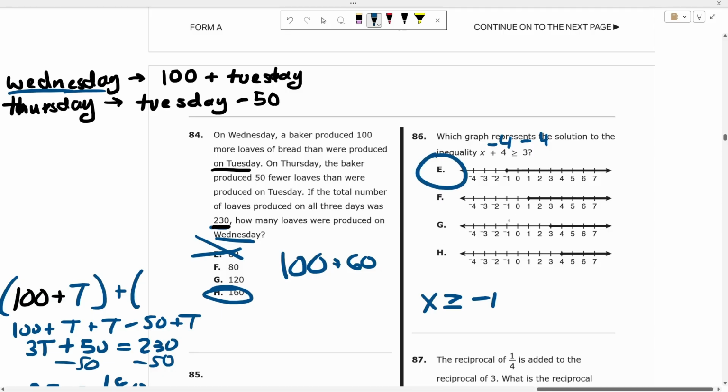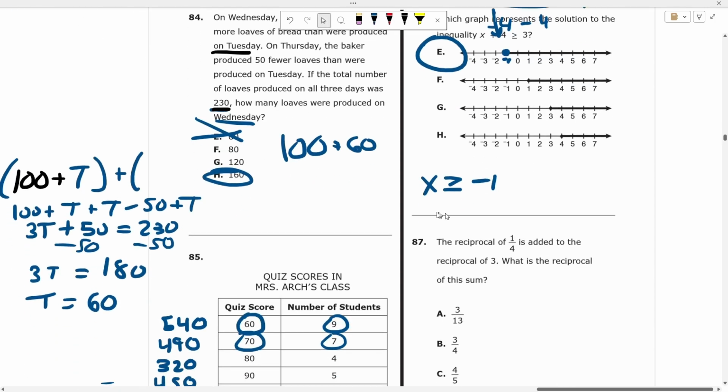The only choice that explains that is choice E. So 86 has to be E. X is greater than or equal to negative 1. The shaded part of this number line means that x can be along this. So notice how every single number along here is either negative 1 or something that's bigger than negative 1, which is why E is going to be the right answer.